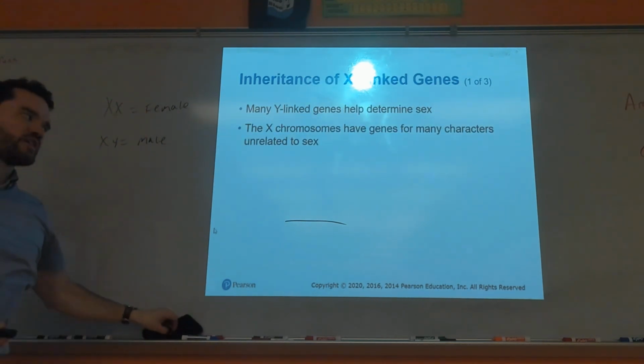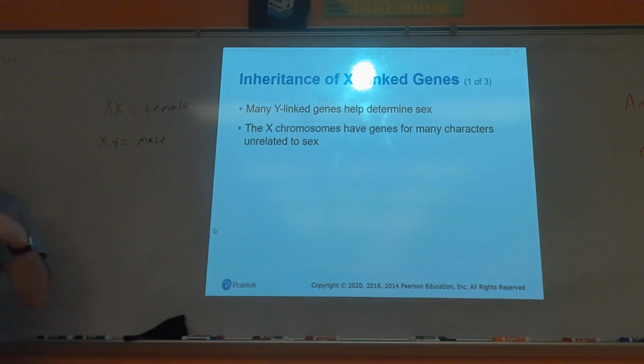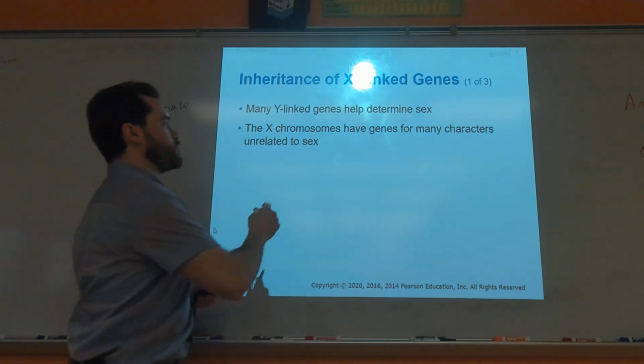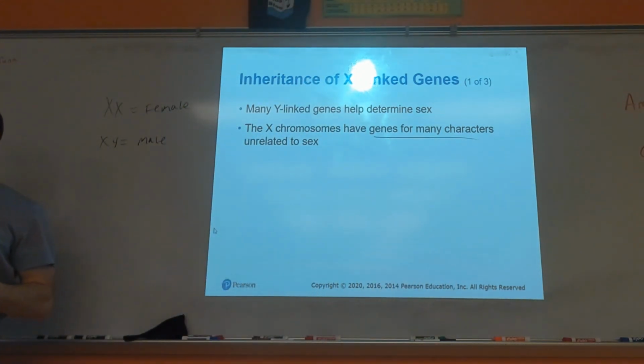So then, what do the genes in the Y chromosome do? Most of them have to do with genes that determine maleness, the male sex characteristics. Now, because both males and females have an X chromosome, the X chromosome will actually have genes that code for other characteristics, not just developing sex characteristics.